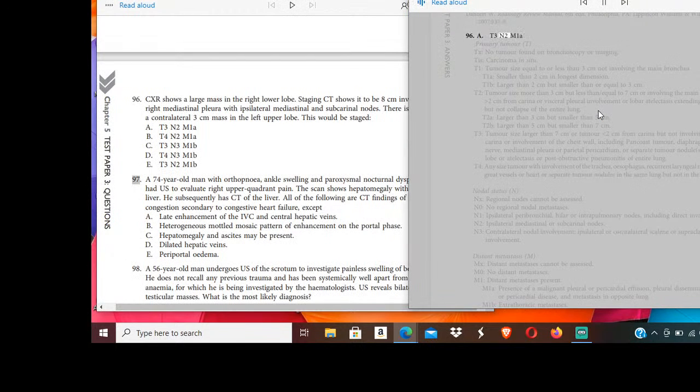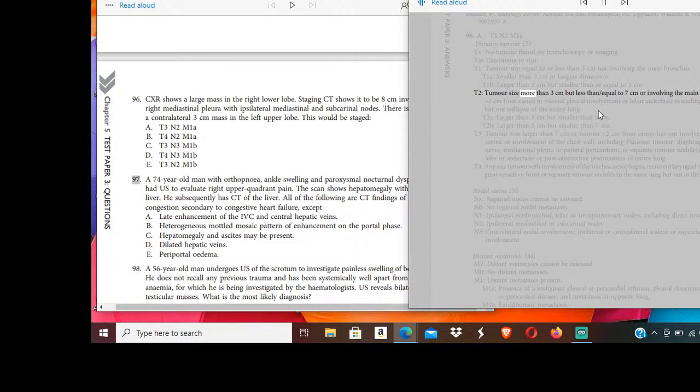96. A, T3N2M1A primary tumor. T, TX: no tumor found on bronchoscopy or imaging. TIS: carcinoma in situ. T1: tumor size equal to or less than 3 cm, not involving the main bronchus. T1A: smaller than 2 cm in longest dimension. T1B: larger than 2 cm but smaller than or equal to 3 cm.